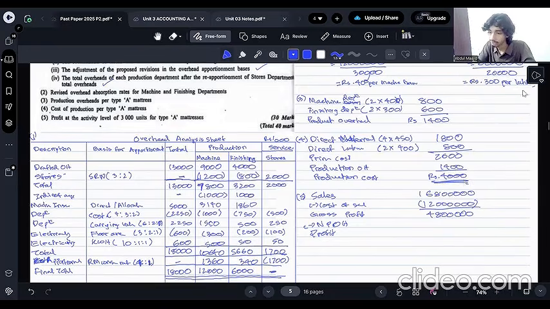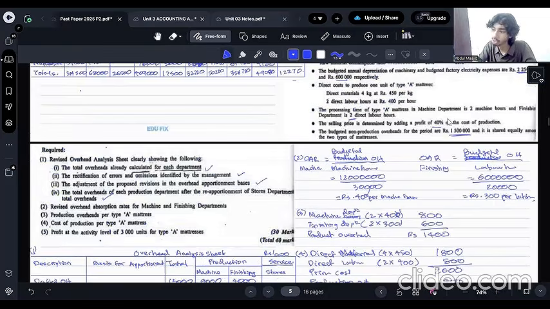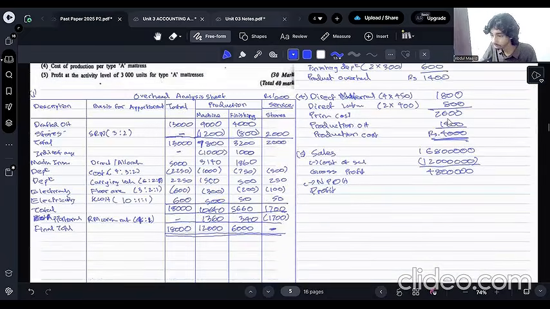Then they are saying the non-production overheads are divided based on both of the mattresses equally. And 1,500,000 divided by 2, that will be 750,000. Then your profit from mattress A will be 4,800,000 minus 750,000, that is 4,050,000. That is done. So the second question is also done.